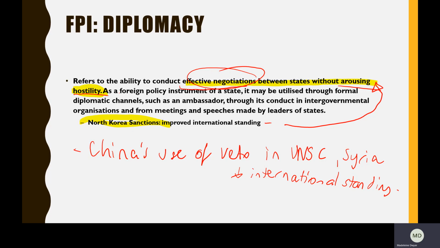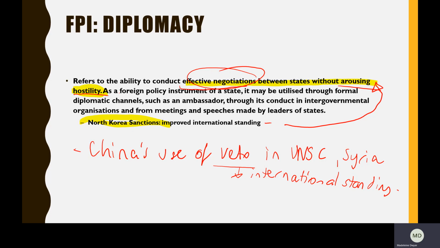So when we're talking about diplomacy, it's negotiating to prevent hostility. Veto would promote hostility. It would promote distrust against China because they're not doing what's good for the international community. And the reason why I'm bringing up this example is because it does relate very well to Unit 4 when we talk about China and the chemical weapons in Syria. So that's a good example there.